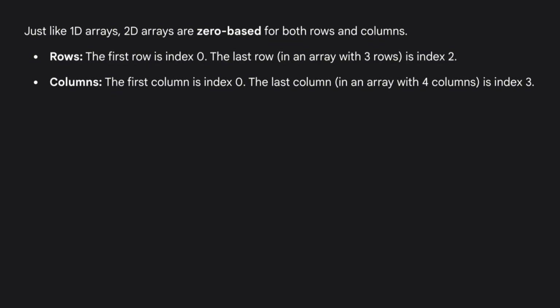Rows. The first row is index 0. The last row, in an array with 3 rows, is index 2. Columns. The first column is index 0. The last column in an array with 4 columns is index 3.